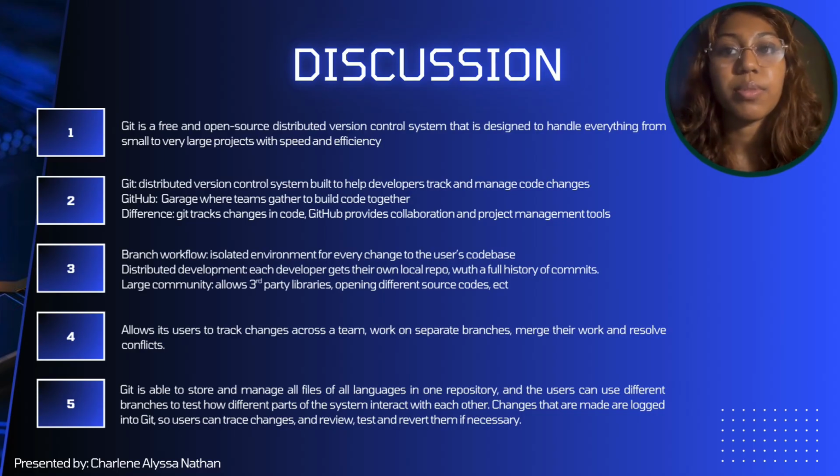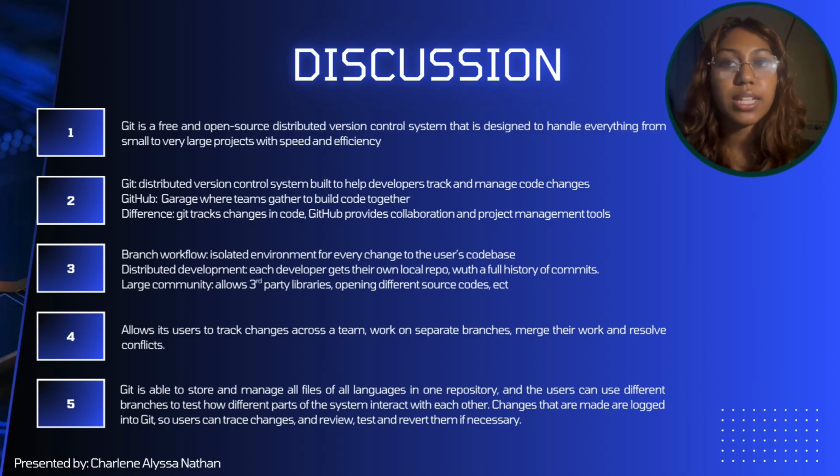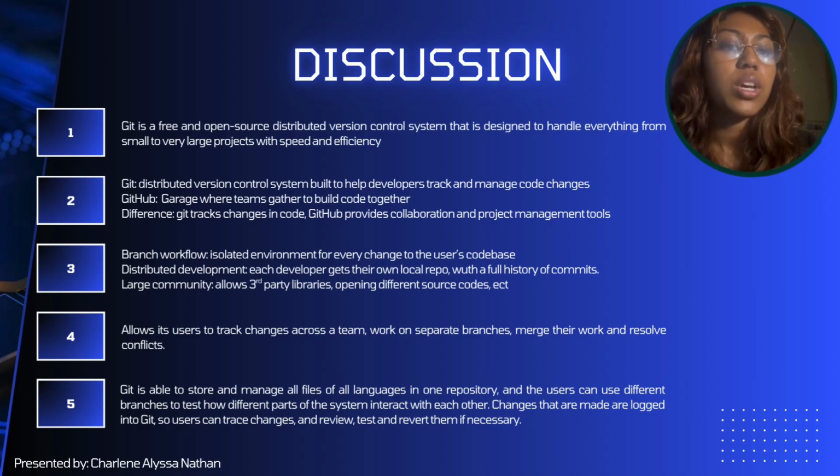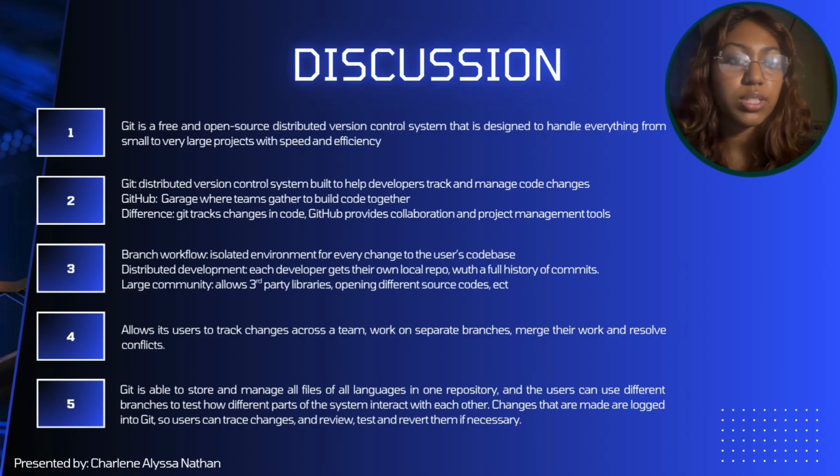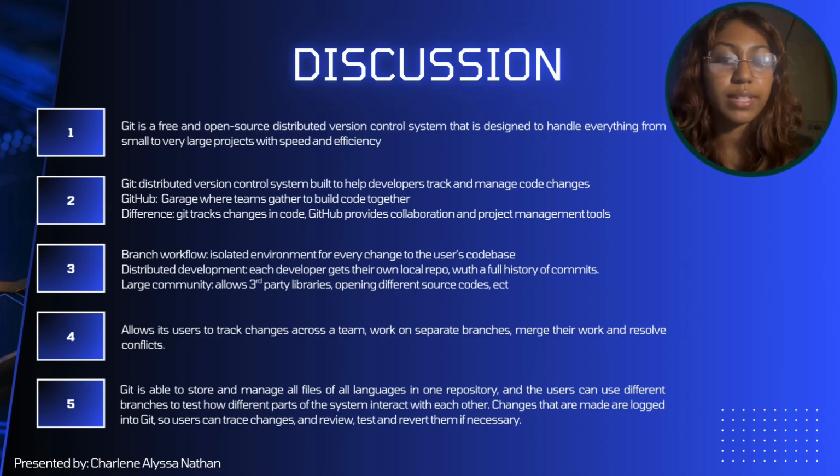Next, let's look at question number 4. How does Git help facilitate collaboration in team projects, particularly those involving assembly language? Well, Git allows its users to track changes across a team, and besides that, it also allows users to work on separate branches and also merge their work and resolve conflicts.